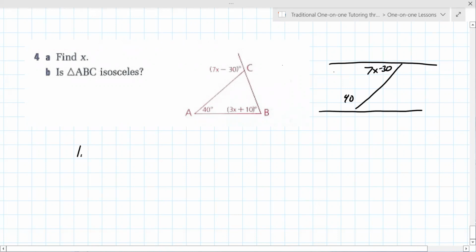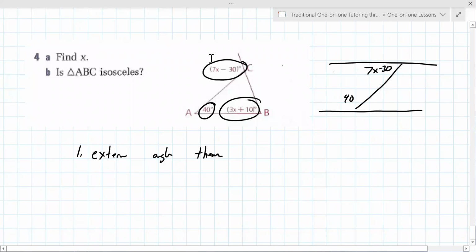Okay, so here's option one. Option one is the exterior angle theorem, which is different than alternate exterior angles. What it says is that this exterior angle equals the sum of the other two. Right, okay. But it has to be the exterior one.